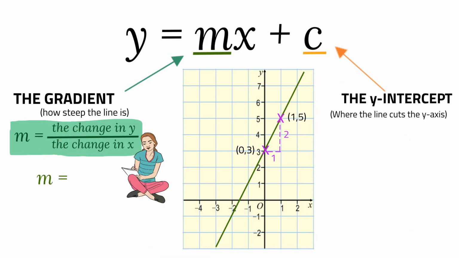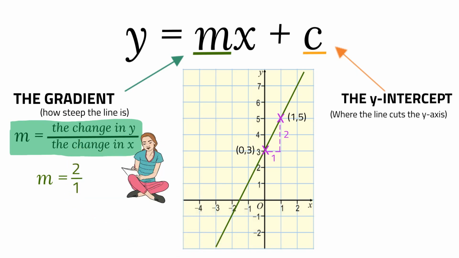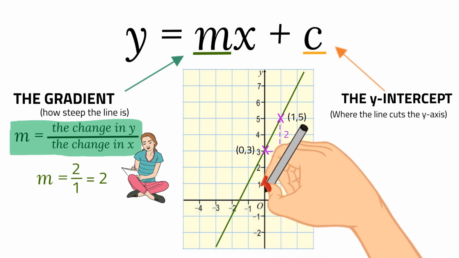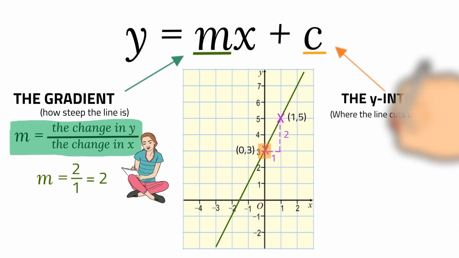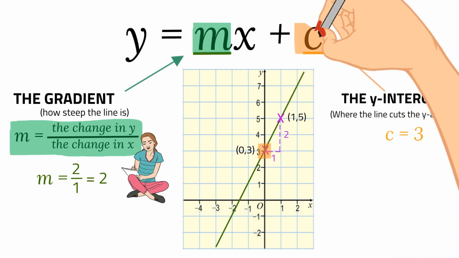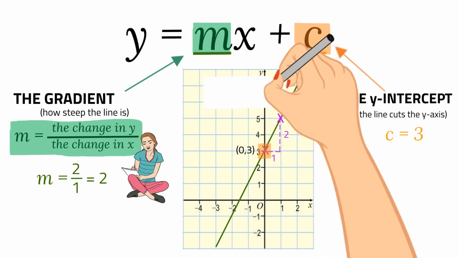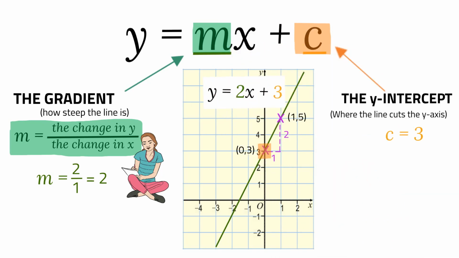Now, to find m, I can just do 2, which is the change in y, over 1, which is the change in x. This simplifies to 2. And now to find the y-intercept, I'm going to trace my pencil across the y-axis until I meet the line. And I meet the line at 3. So my y-intercept c is equal to 3. So if I know my value of m and my value of c, then I can just replace them and say that the equation of this straight line is y equals 2x plus 3.